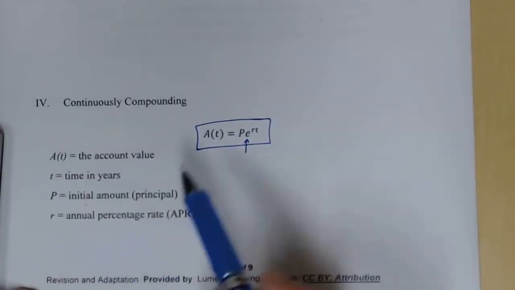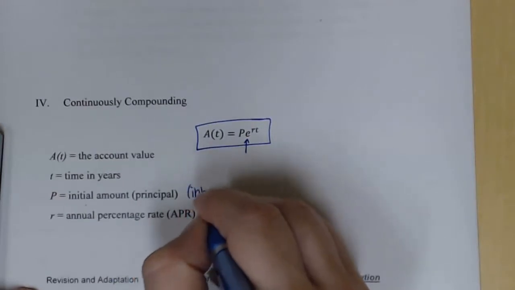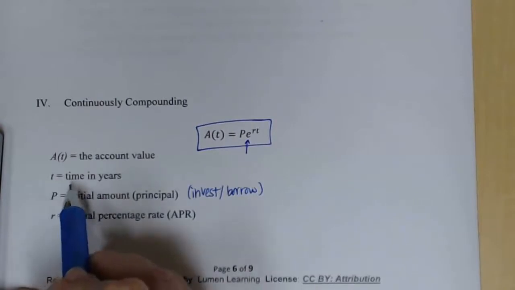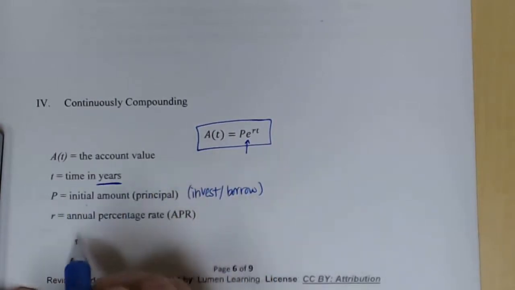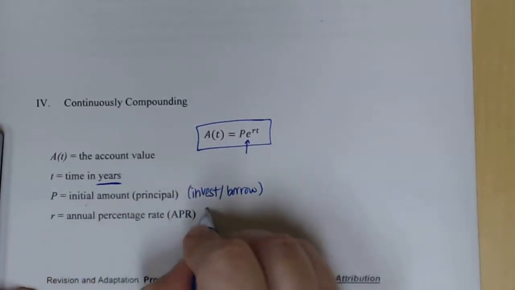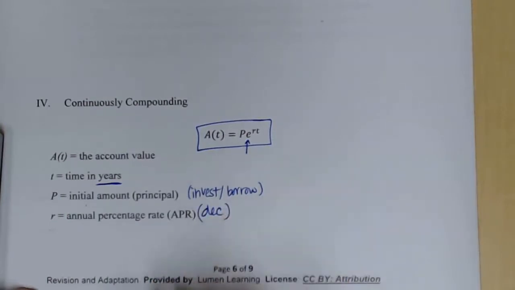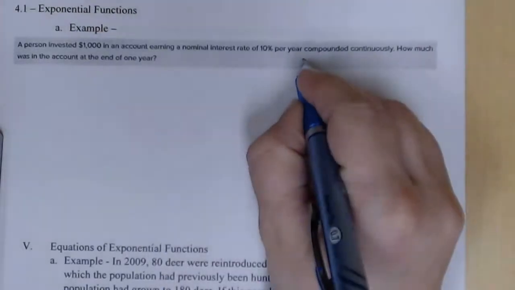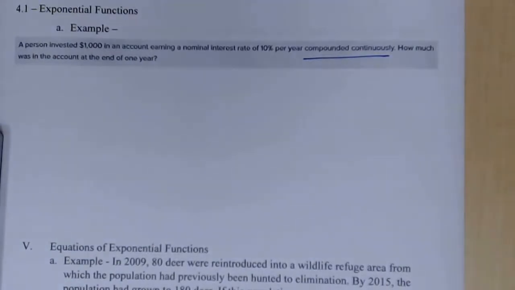P is still your initial amount or your principal. This is the amount that you are investing or borrowing. T is your time in years. Be careful of that. And R is your annual percentage rate. And again, we want to make sure this is in decimal form, not a percent. So let's work some of these problems. Here's an example. A person invests $1,000 in an account earning a nominal interest rate of 10% per year, compounded continuously. That's your key word to know that you need to use this different equation.